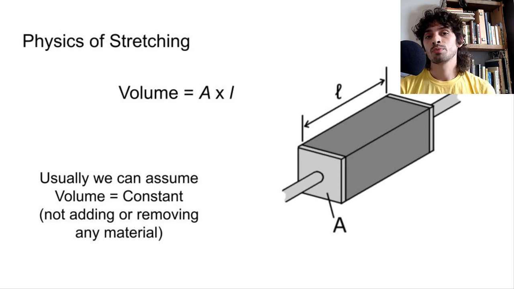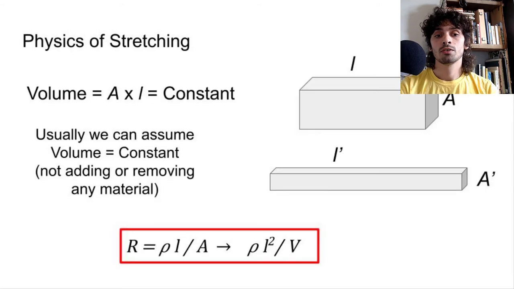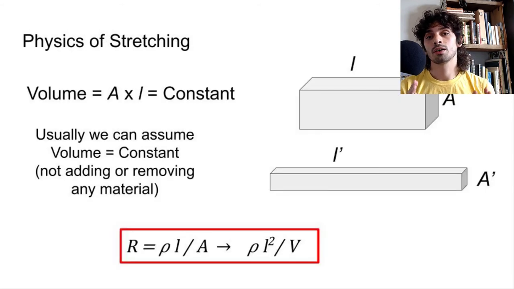But this has some repercussions when you start stretching these liquid metal veins. So say we take this rectangle, this device, and we start stretching it. If the volume is going to stay the same, and we increase the length of the vein, then the cross-sectional area is going to decrease.